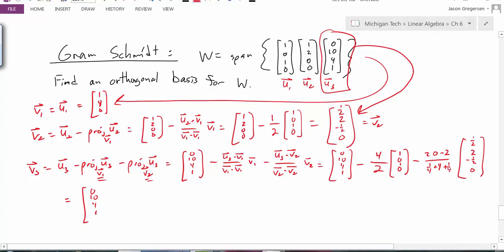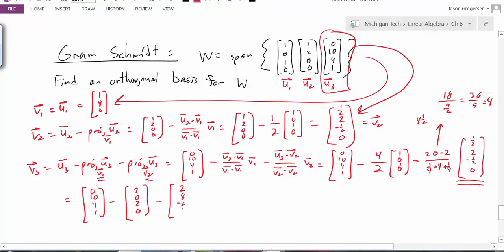So I have 0, 10, 4, 1. Minus 2 times this vector, so it looks like 2, 0, 2, 0. Minus, now I'll do some simplification over here. This thing looks like 18 divided by 4.5. So 4.5 is 9 halves. Instead of dividing by a fraction, I'll flip and multiply. So I will get 36 ninths, which is equal to 4. And so if this value is just 4 and I multiply it by this vector, looks like my result will be 2, 8, negative 2, and 0.